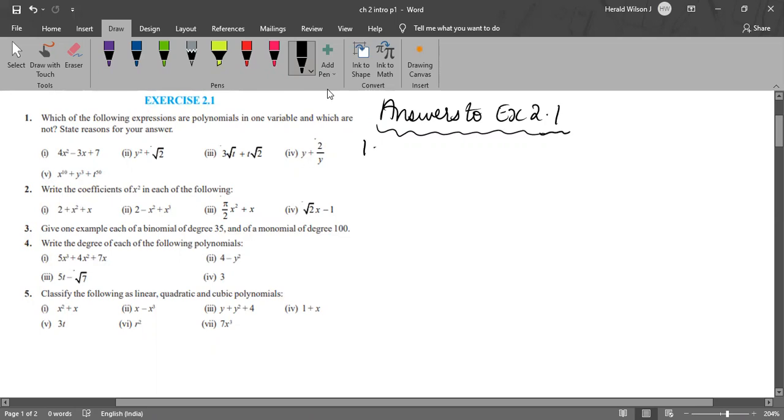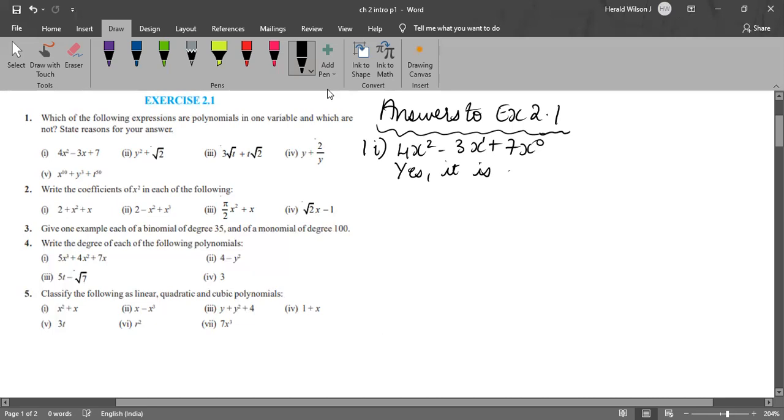Which of the following expressions are polynomials in one variable and which are not? State reasons for your answer. So let's start with the first part here. First part is 4x square minus 3x plus 7. So basically what do we have here? We have 4x square minus 3x plus 7. Now look at the powers here. Okay, here we have 0, here we have 1, here we have 2. It is a polynomial. Okay, yes, we can say yes, it is a polynomial.